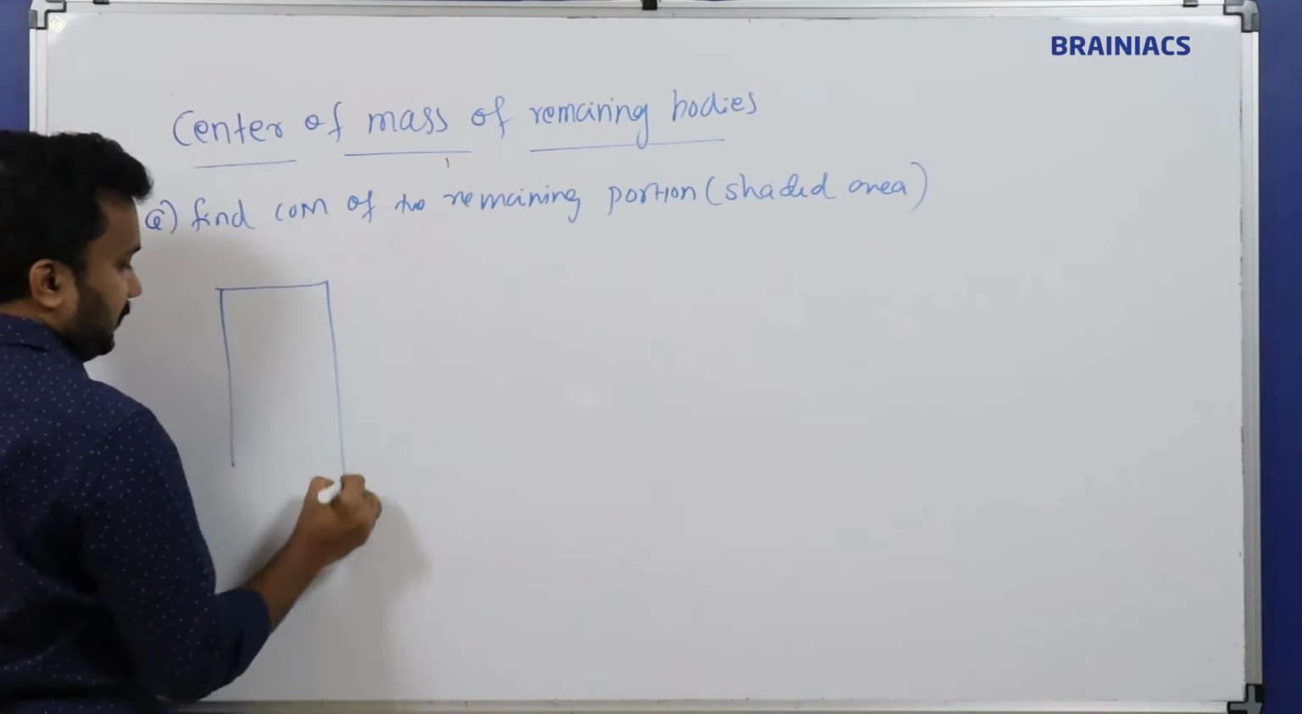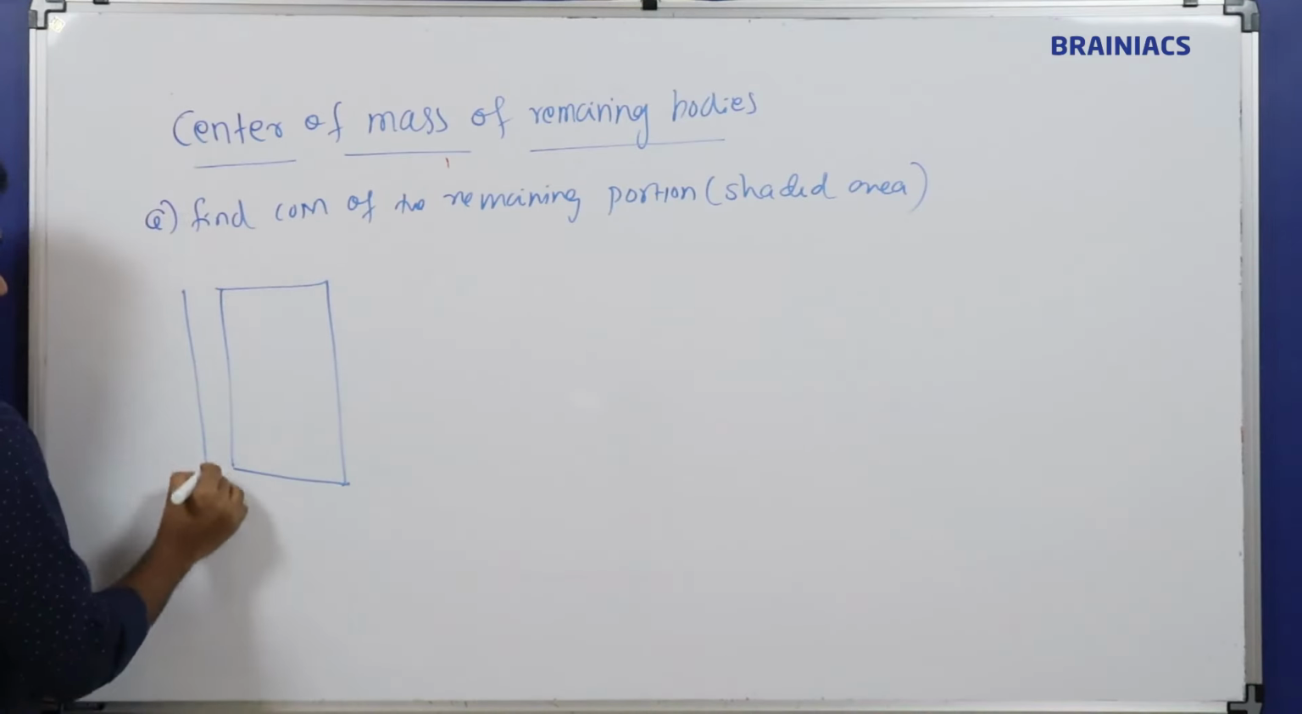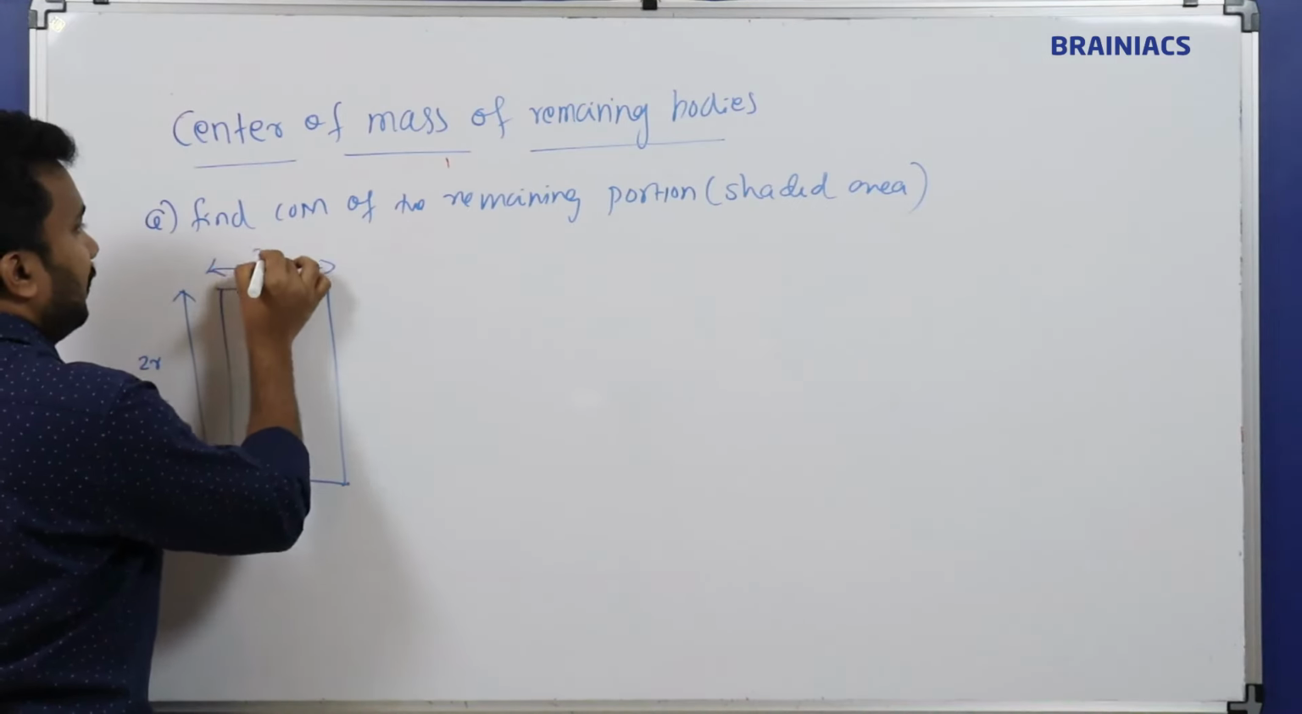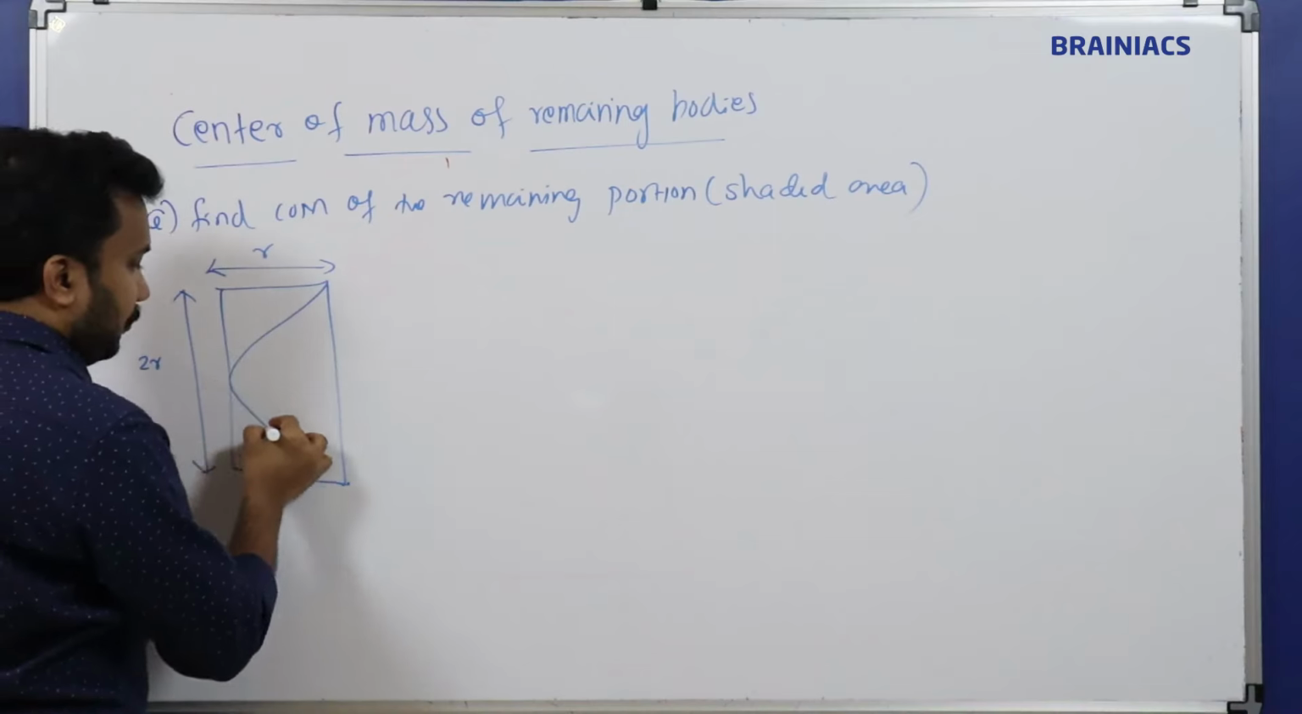Okay. So this is a kind of rectangle whose length is 2r and breadth is r. We cut and remove a disc.